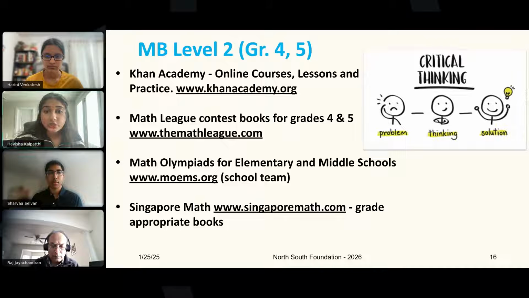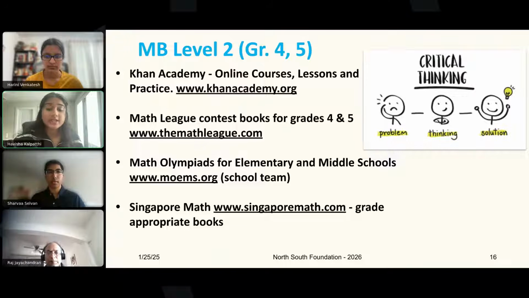For MB2, some of the same resources translate over, like Khan Academy and Singapore Math, but it obviously gets a little more challenging, and so that's where problem sets from Math League or Math Olympiad could be really helpful because they can have a lot more complex topics integrated into the problems.